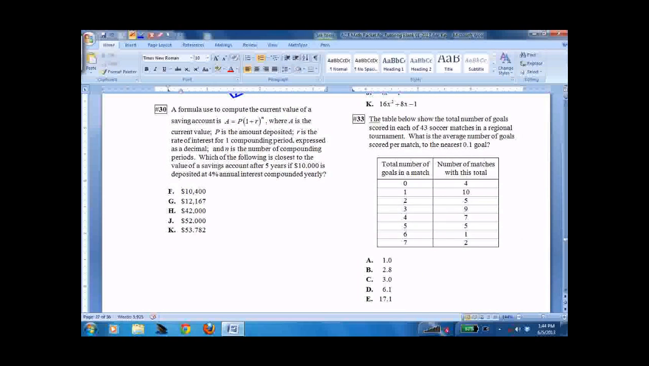Formula used to compute the current value of a savings account is this. Now, do you know how you're doing it? Have you seen this before? Otherwise, it's what I call plug and chug. What's the present amount? If they put 10,000 in originally, and it's 0.04, and it's 5 years.